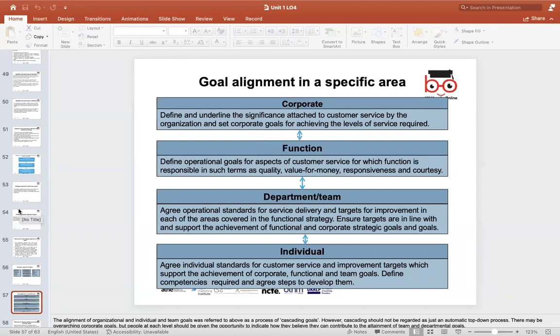Then you have goal alignment in specific areas. Again, it's quite repetitive, as we've already spoken about it. We do align the goals with our organization goals. So if in a corporate you have defined what your goals and functions are, then when you're setting that goal, the department or team you are going to target makes sure that your goals are in line with the organization structures and the strategic goals. And as an individual, what you need to do or push through to achieve those specifically designed goals.